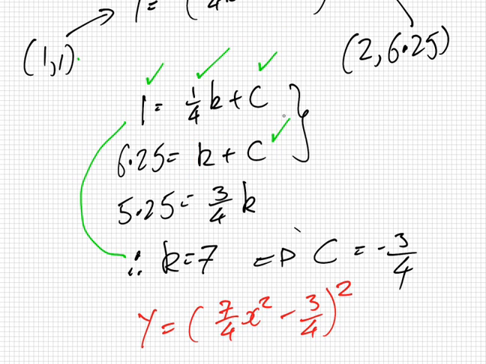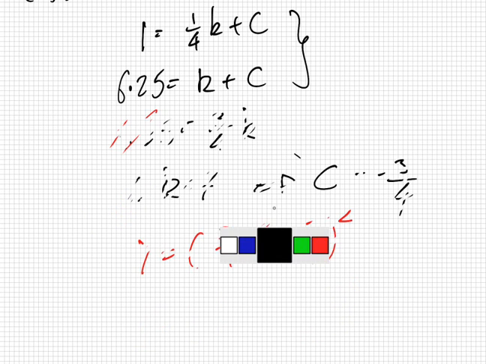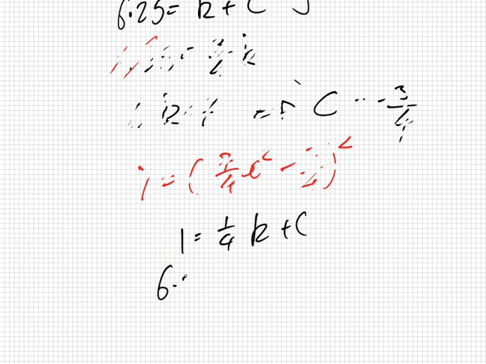Oh, that's terrible now. It's made it more difficult to solve. Oh well, that's life. Let's go and solve it. No, we'll be okay, don't worry. Well, I'll just write it again down here. 1 equals a quarter k plus c, and then 6.25 equals k plus c squared.